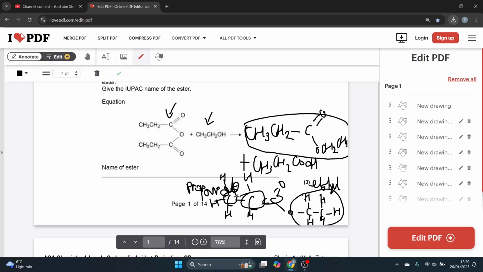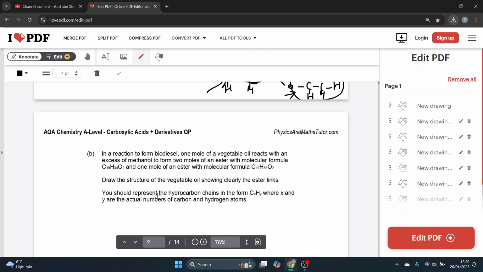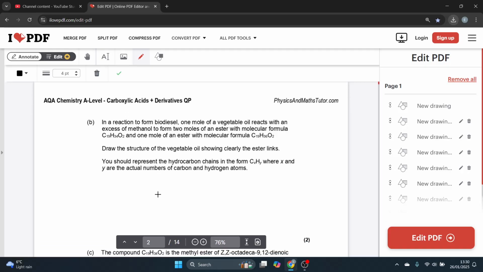So the name of the ester is going to be ethyl propanoate. It's not propanoic ethyl, which I could see even myself falling for. But remember, when naming, it's reversed to the formula, so it's ethyl propanoate. Part B, draw the structure of vegetable oil showing clearly the ester links. In the reaction with biodiesel, 1 mole of this vegetable oil reacts with excess methanol to form 2 moles of ester with molecular formula of that, and 1 mole of ester with molecular formula of that. Represent the hydrocarbon chain in the form CxHy, x and y being the actual numbers of carbon and hydrogen atoms.